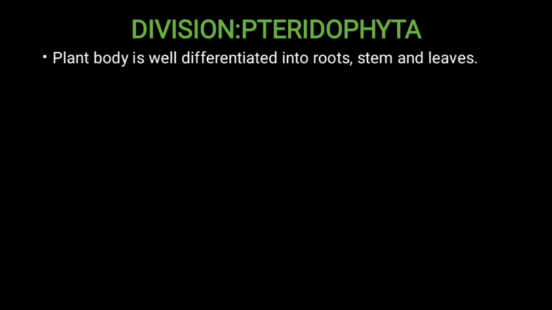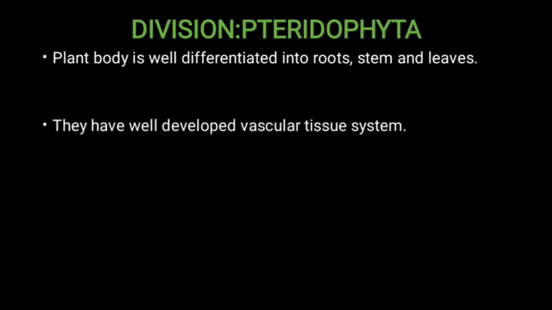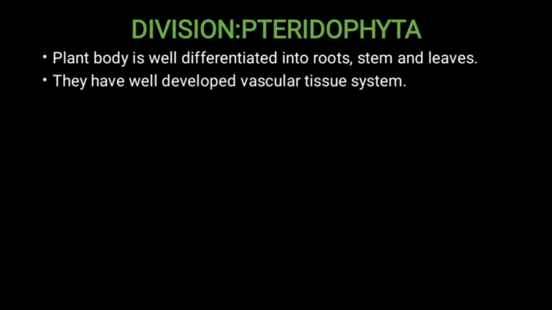Now next, let us learn about division Pteridophyta. Here, from the division Pteridophyta, the plant body is well differentiated into roots, stem and leaves. They have a well developed vascular tissue system, xylem and phloem, for the conduction of water and food. These plants do not bear flowers and fruits. They are differentiated into root, stem and leaf, but they do not bear any flowers and fruits.